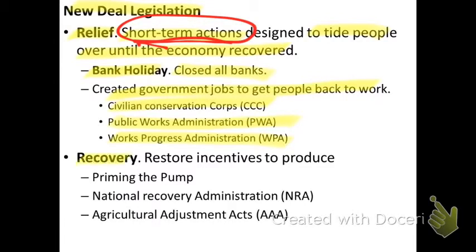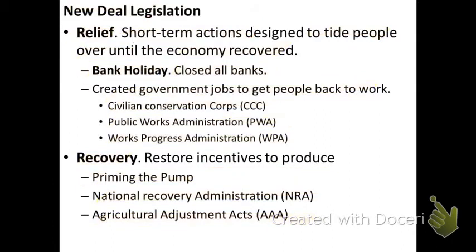Let's go to our second one, recovery. Restore incentives to produce. By this, he tried to prime the pump through different pieces of legislation to get the economy going. 2 of them that he signed into law, that were written by Congress, would be the NRA, sometimes referred to as the NIRA, the National Recovery Administration, and the Agricultural Adjustment Acts, the AAA. Unfortunately for Roosevelt, both of these were deemed unconstitutional down the road. But the idea was to prime the pump, to get the economy going, to get money flowing. Let's move on.